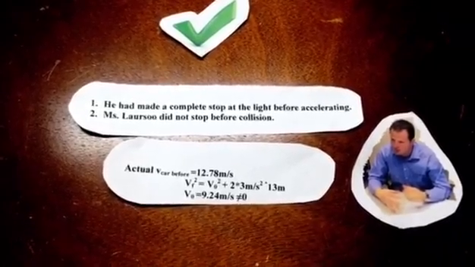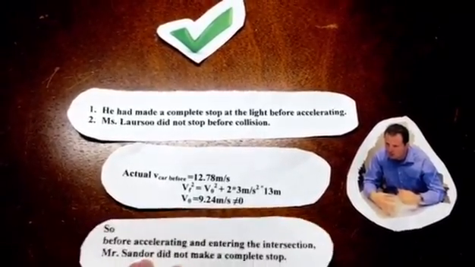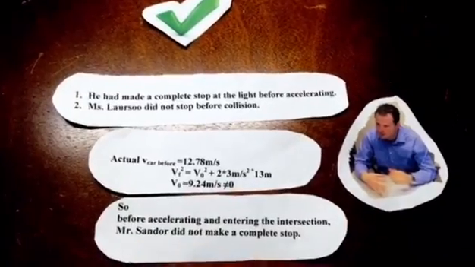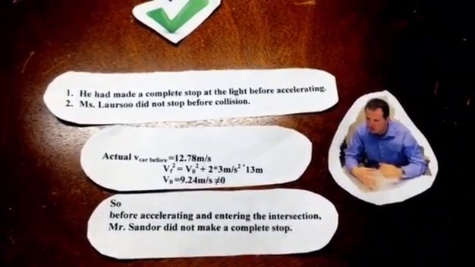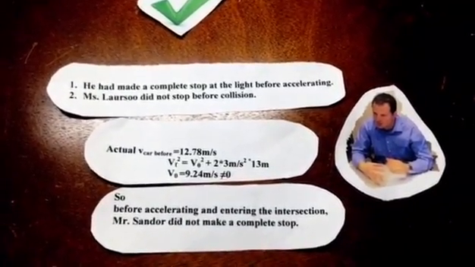9.24 meters per second. Obviously, this does not equal 0, which means that he had not made a complete stop at the traffic light before accelerating into the intersection.